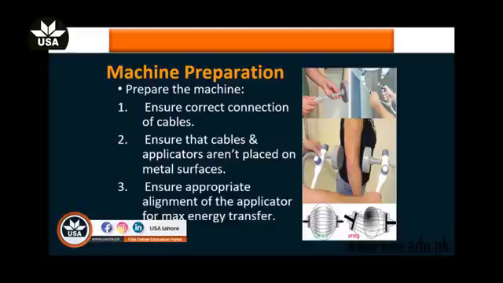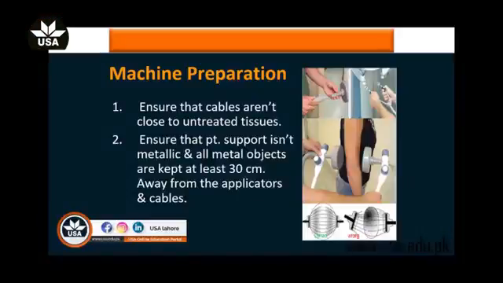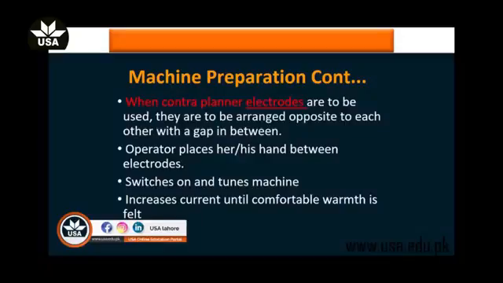For this purpose, we should ensure the correct connections of the cable, ensure that the cables and the applicators are in place and away from metal surfaces, ensure the appropriate alignment of the applicator for maximum energy transfer, ensure that the cables are kept away from untreated areas, ensure that the patient's couch is non-metallic and that all metal objects are kept at least 30 cm away from the applicators and the cables. And when we are going to use condenser plates or condenser electrodes, their arrangement is also important.